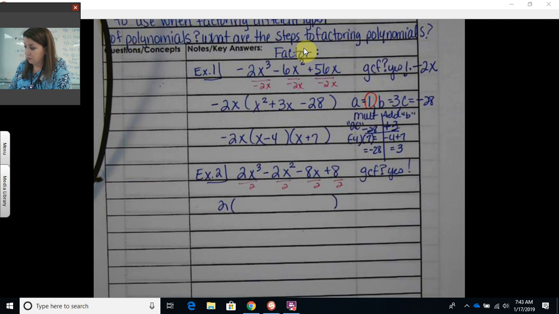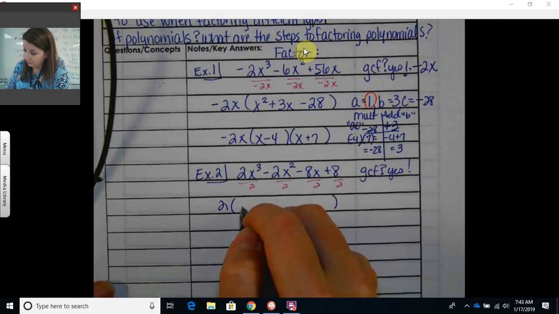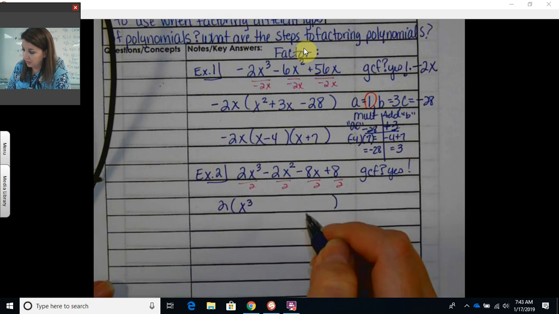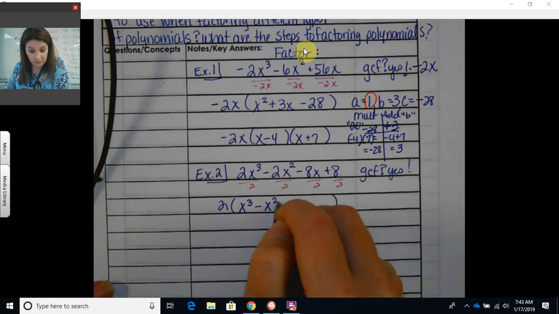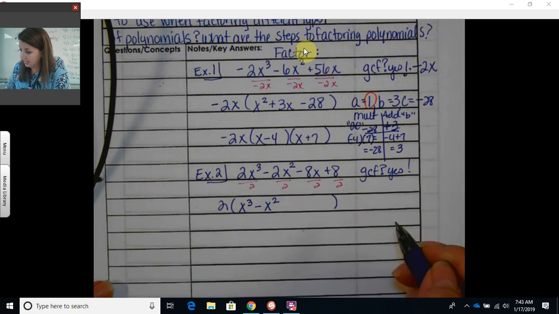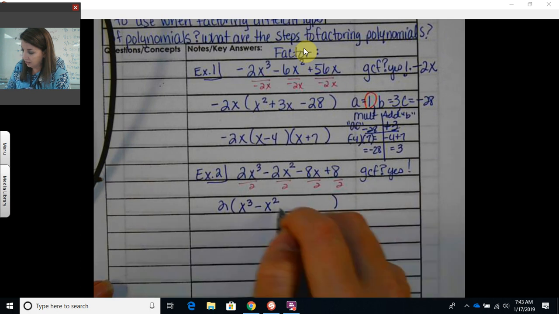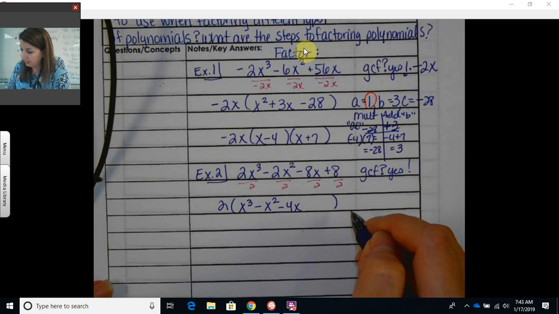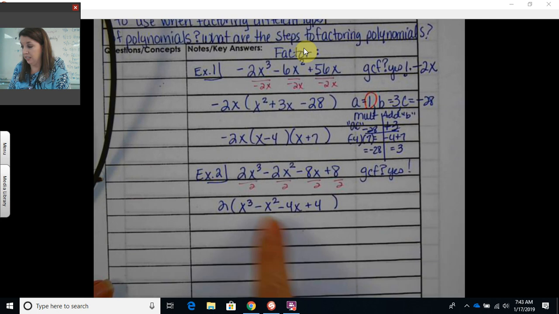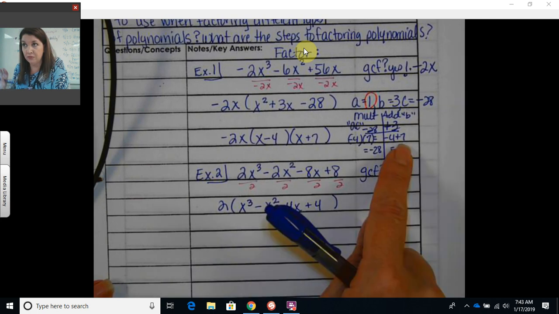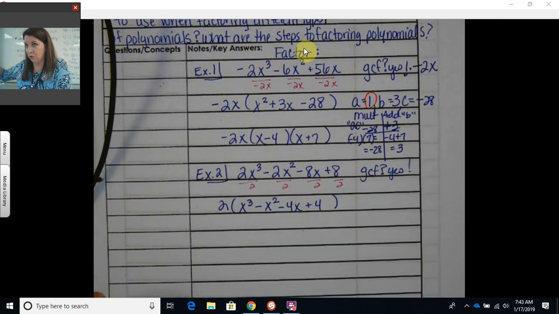All right, 2x cubed divided by 2 is x cubed. Negative 2x squared divided by 2 is negative x squared. Negative 8x divided by 2 is negative 4x. Positive 8 divided by 2 is positive 4. Inside parentheses, that's not a quadratic, right? It's a cubic. We can't use T-chart and divide and slide on a cubic. It's only for quadratics. And sometimes if you have 4 degrees, we haven't learned that yet either.